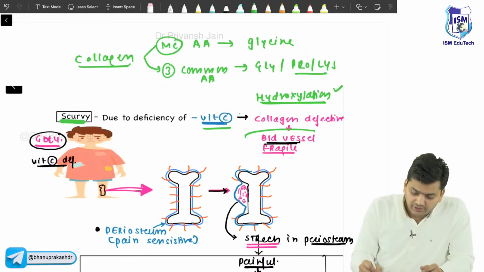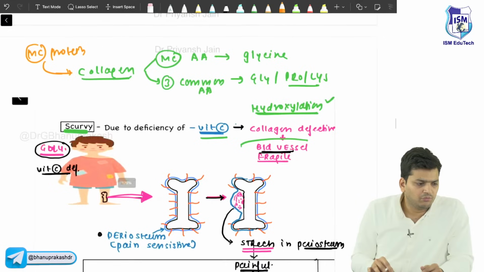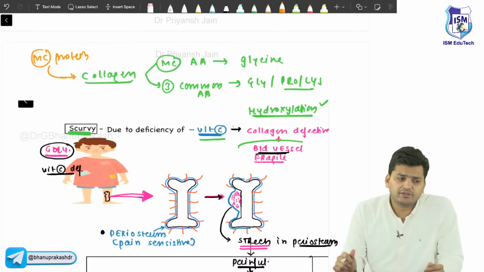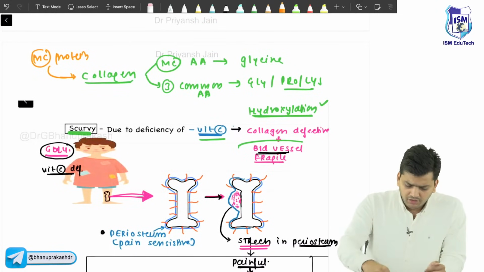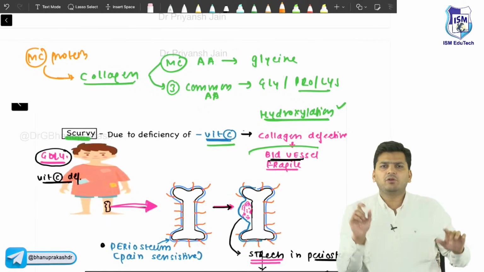There was one question in your exam: which is the most common protein of the body? The most common protein of the body is collagen. So, regarding collagen, 3 points. The most common amino acid in collagen, glycine.